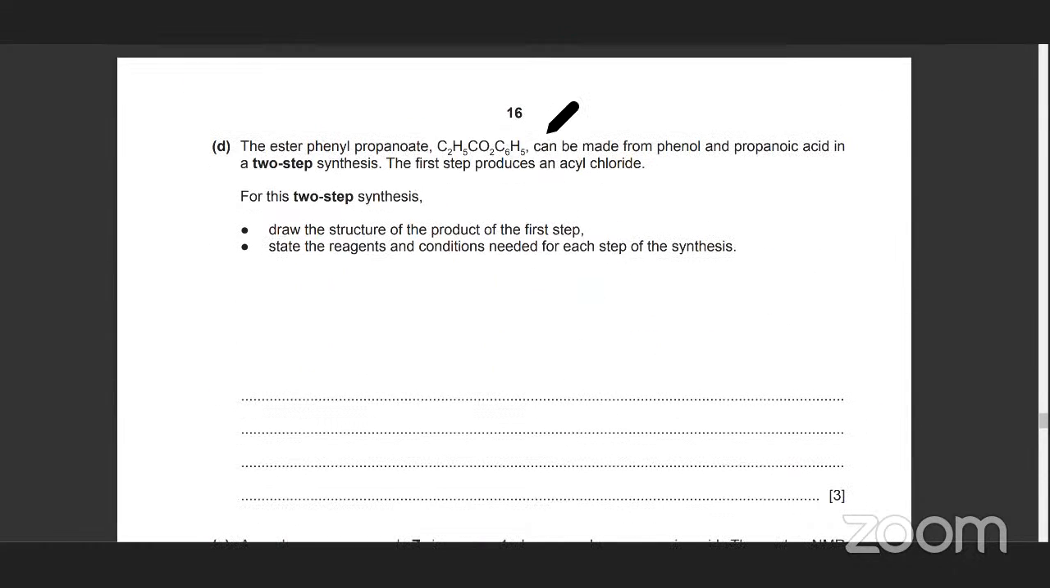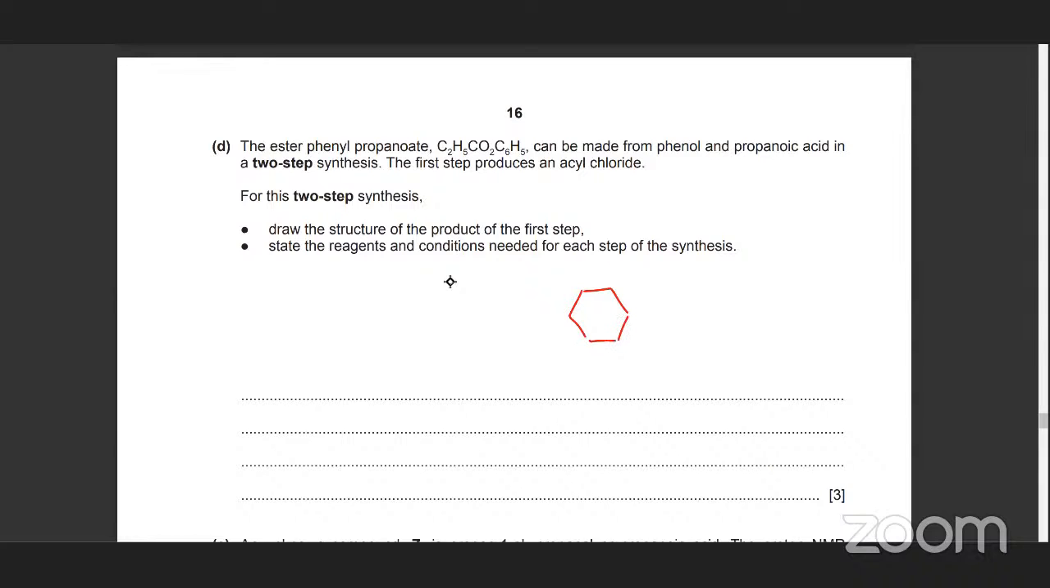Next is the ester, phenyl propanoate, and it says it can be made from phenol and propanoic acid in a two-step synthesis. The first step produces an acyl chloride. For this two-step synthesis, draw the structure of the product of the first step. State the reagents and conditions needed. So we have a phenol getting involved.